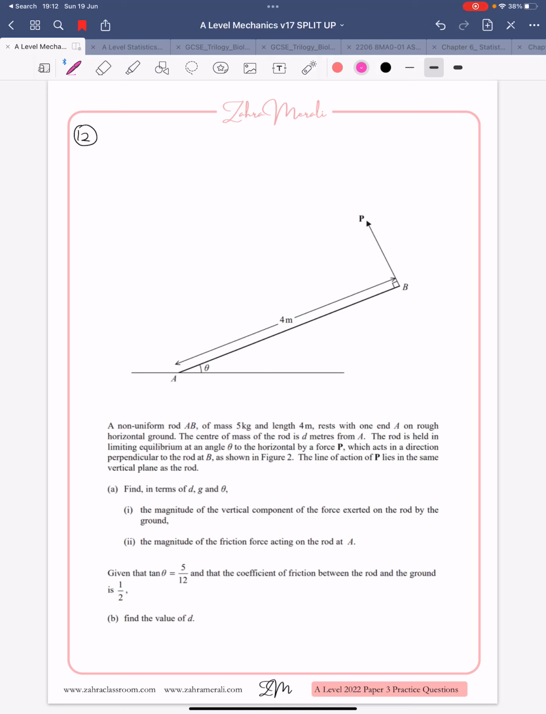Okay, so here's another moments question with another non-uniform rod. So trying to find things that are a little bit different. So we've got a non-uniform rod of mass 5 kilograms. So we know we're going to have 5G going down somewhere, but it's not in the middle, and rests with one end A on a rough horizontal ground.